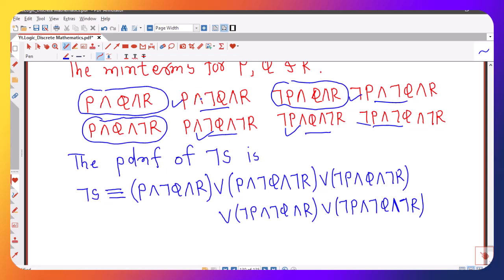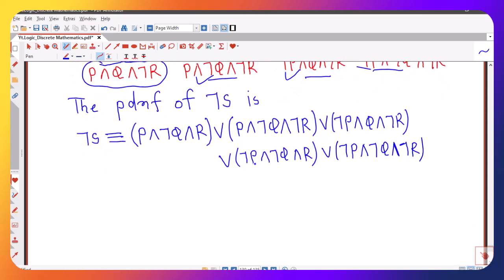The min terms which are not used are P negation Q R, then P and negation Q and negation R, negation P and Q and negation R, negation P and negation Q and R, and negation P and negation Q and negation R. Now we are interested in the principal conjunctive normal form of capital S.